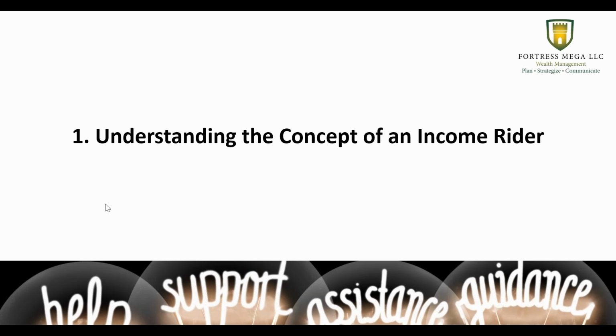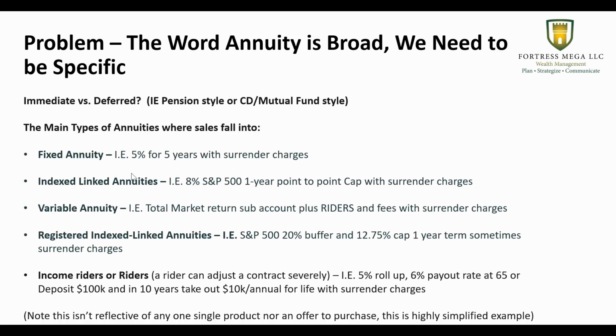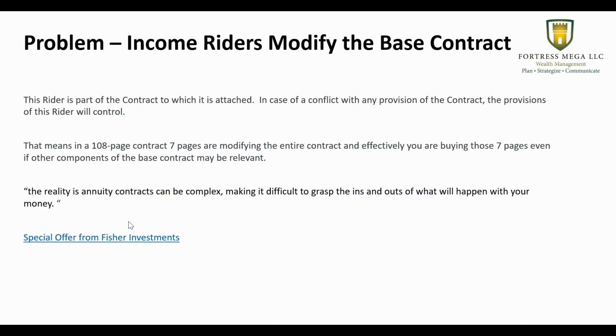So let's talk about the basic concept of an income rider as part of an annuity. As a reminder, when I say the word annuity, I would argue the average person, or even the average financial professional, has no idea what you mean when you say just the basic word annuity. An annuity is a contract. There are lots of different styles, and if you watched our video on what the word annuity means, you'll get a sense that we need to be more specific. So today we're talking about an income rider, which is attached to usually variable, indexed, or fixed annuities.